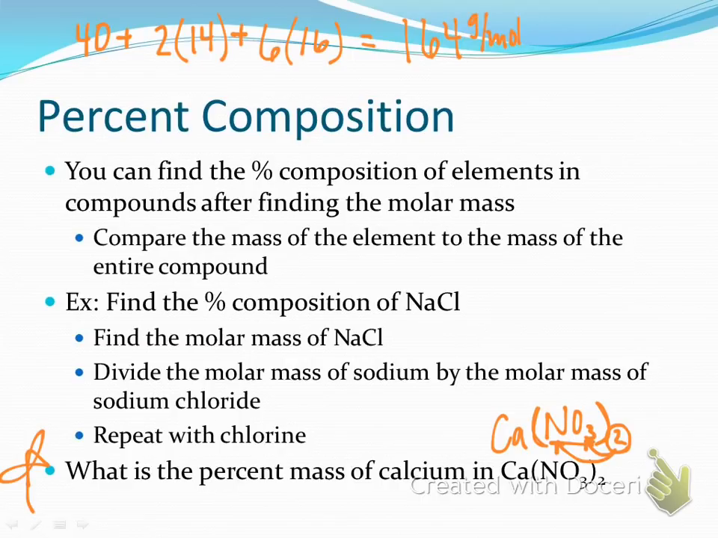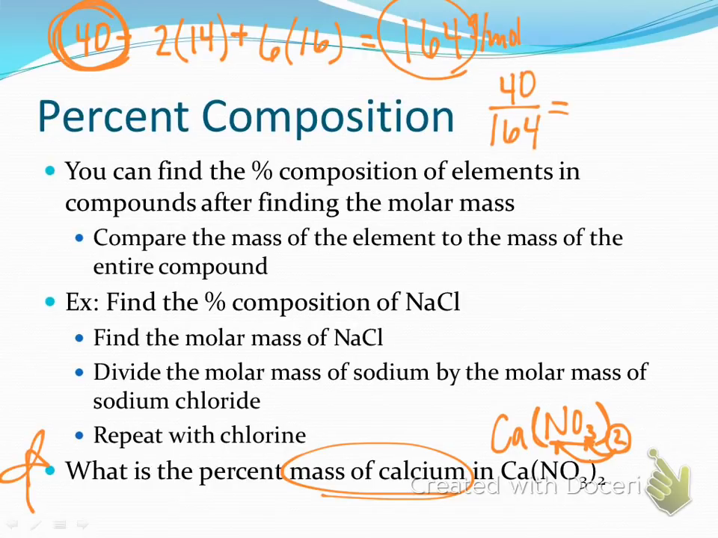So now if I want to find just the percent mass of only calcium, I don't need to worry about nitrogen or oxygen. I'm only looking at calcium. So how many grams of calcium are found in this total sample? 40, right? If the whole thing weighs 164 grams, we know that 40 of those grams come from calcium. Okay, so 40 divided by 164 gives us 24.4%.